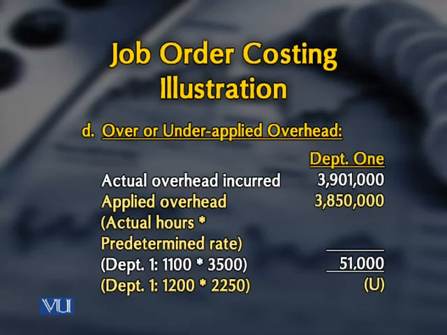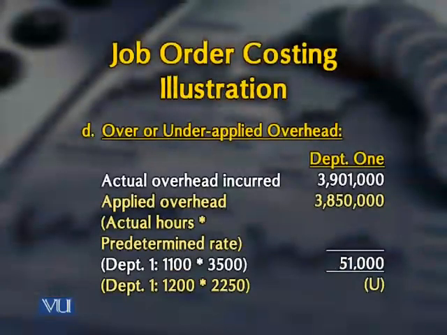So in case of Department A, there is under absorption because actual is greater than absorbed. Actual is greater than applied, so there is under absorption of 51,000, and in Department 2 there is an over absorption of 46,000, and in a nutshell, there is under absorption of 5,000. Now, overall it is not that bad that you have just under absorbed by 5,000. It simply means that your actual overhead is 5,000 greater than what you have charged to the customer.